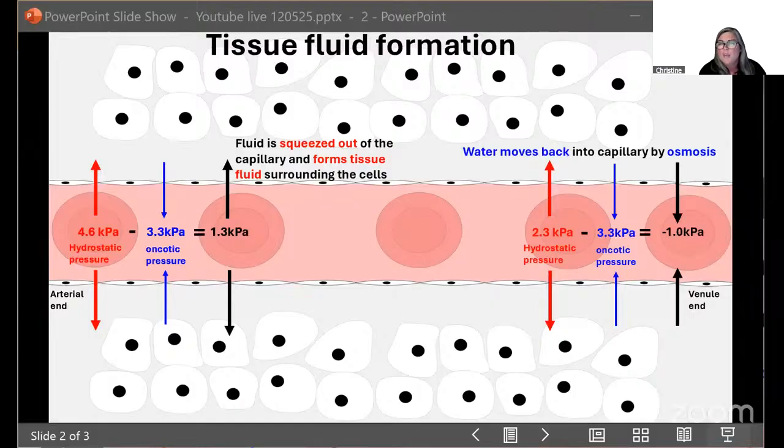So I hope that helps you with the explanation of the hydrostatic pressure. It's that incompressibility of water and the fact that the water needs to be pushed somewhere else because of the fact that we have these cells. And then if you're looking at the arteries or the veins, you have those extra layers which are keeping it.